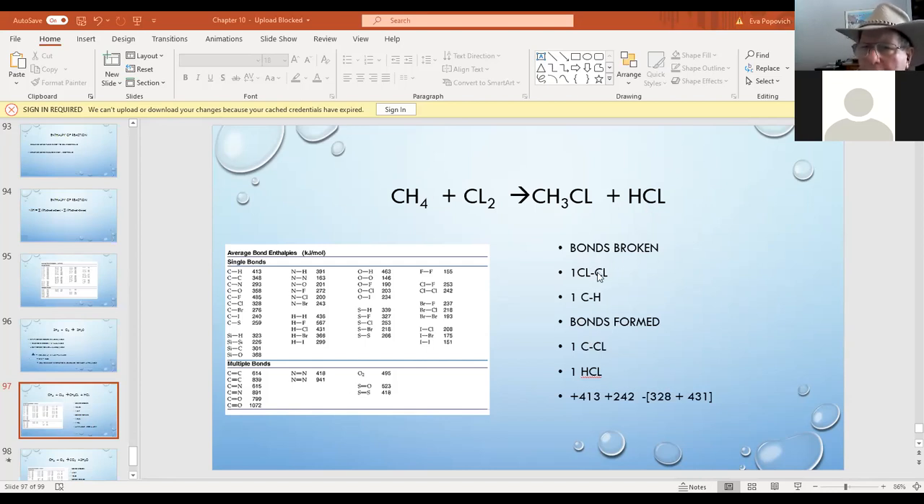So I look over here. These bonds are broken, positive energy. I find my ClCl, which is 242, positive. I'm looking at my CH, 413, positive. Minus my CCl, 328, plus, and again, this is all in brackets, my HCl, which is 431. All I have to do is add those numbers up and I'm where I have to be.